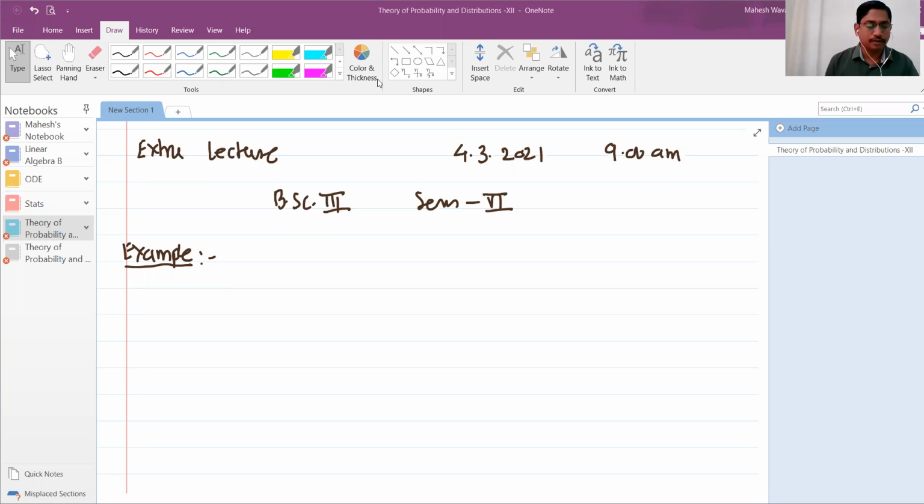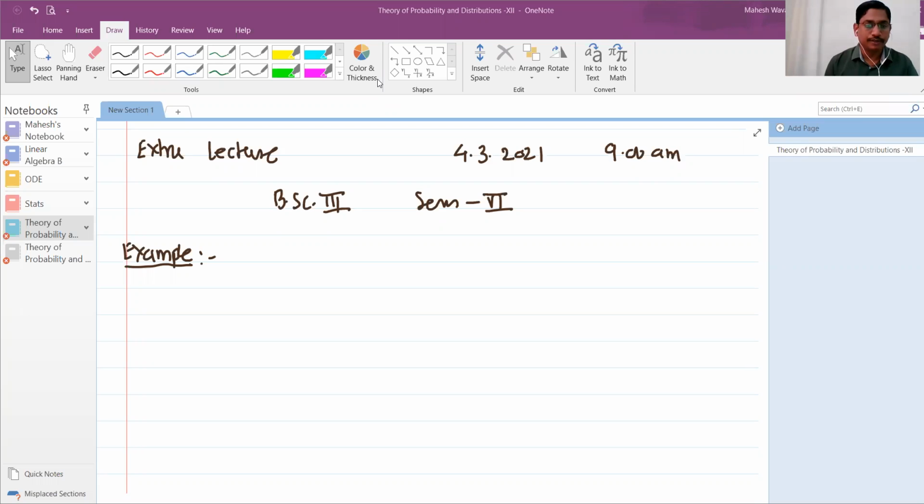So in this extra lecture, we will discuss some examples, exercise examples, and the complement of the event. Yesterday we discussed the addition rules, the addition rule for 2 events, 3 events, and we can generalize it. So let us have an example.